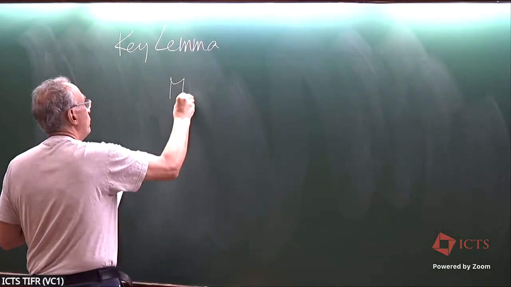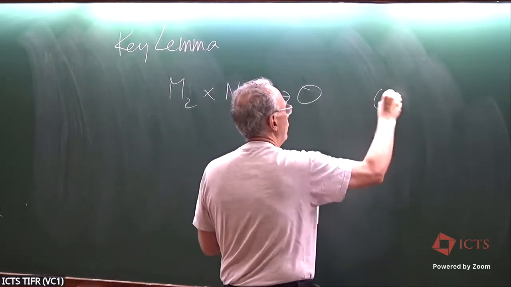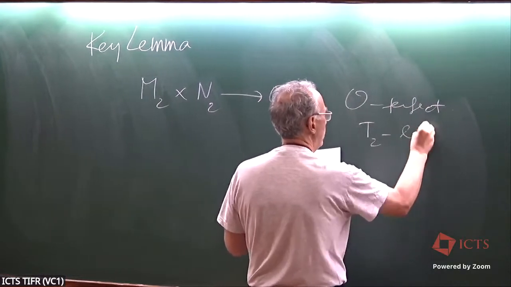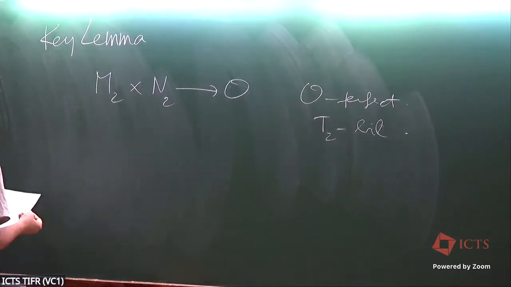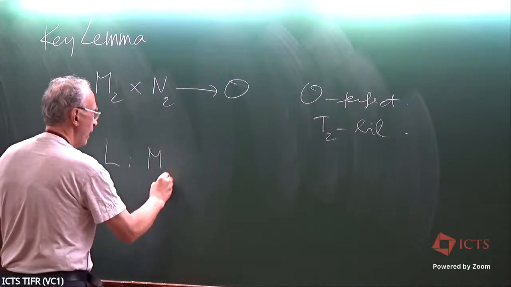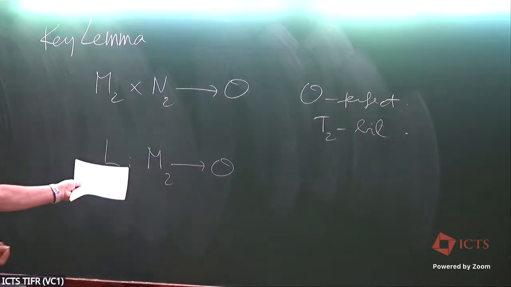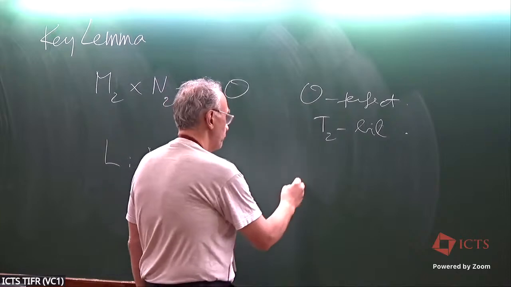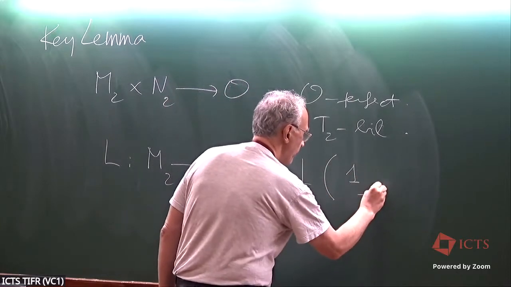We have a perfect pairing M2 times N2 to O, perfect and T2 bilinear. And we assume that we can find a linear form from M2 to O, so integral, from this O module to this O module, which has the property that it vanishes on the non-base changes.